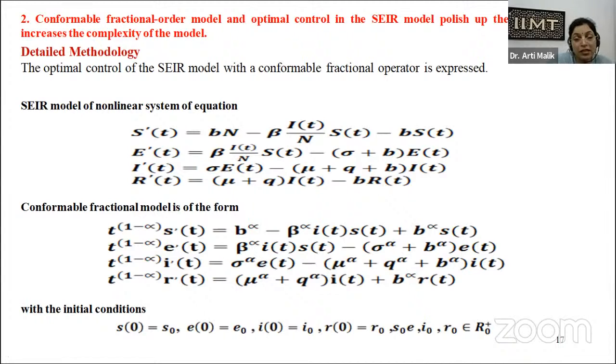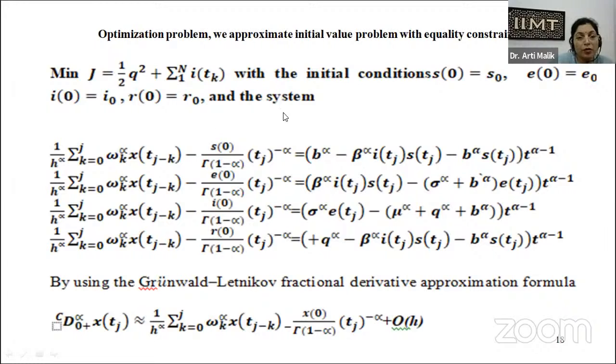In this model, we will discuss the conformable fractional derivative used to find the inverse problem and get the results of treatment, after treatment and before treatment. We will convert this model into a conformable fractional derivative model, in the form t raised to the power 1 minus alpha, S dash equals b raised to the power alpha minus beta raised to the power alpha. And this alpha, the power of the derivative, will be in decimal form. And these are the initial conditions: S naught is equal to small s naught, E naught is equal to these, and these all are real numbers.